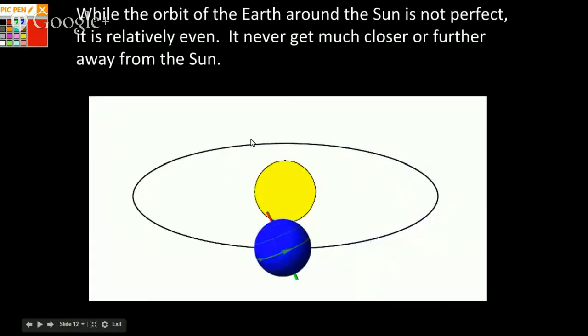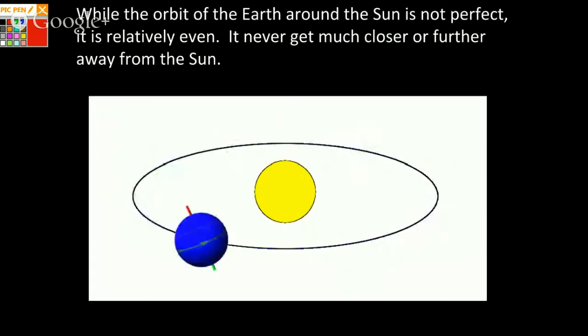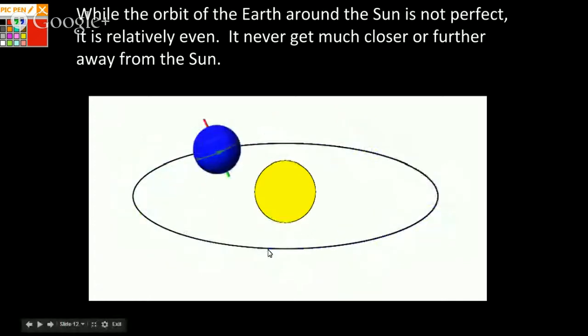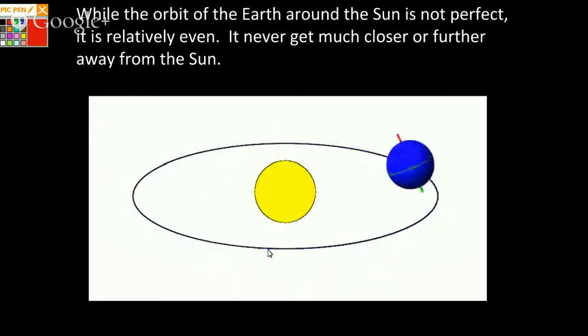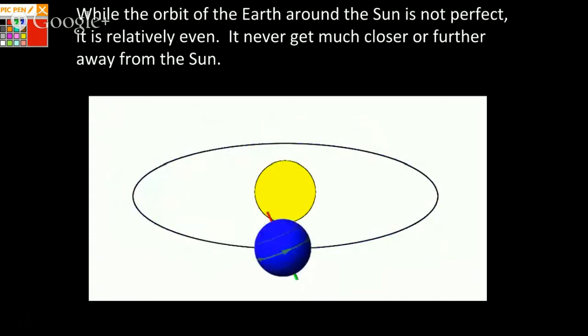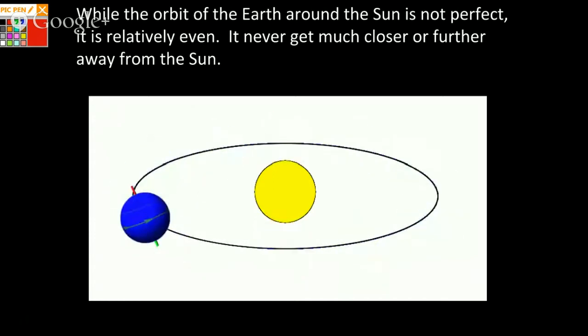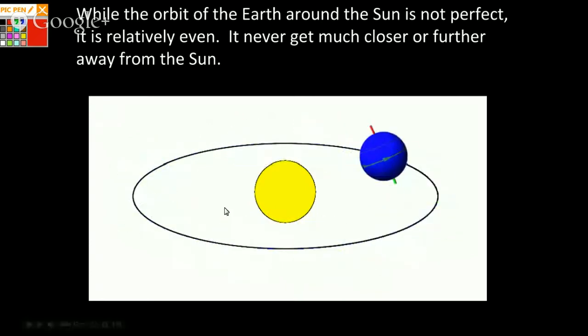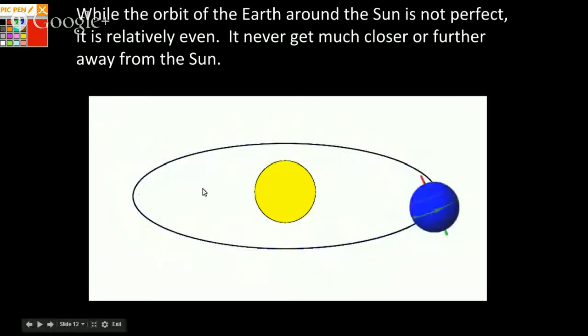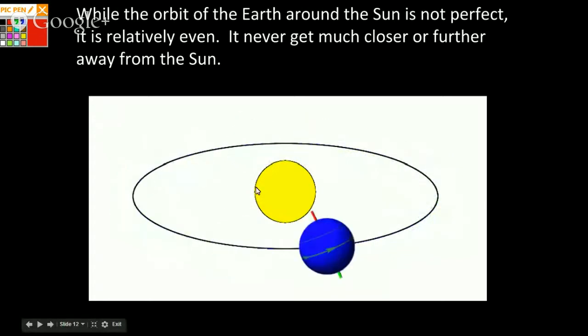So while the orbit of the Earth around the sun is not perfect, it is relatively even. It never gets much closer or further away from the sun. So that rules out distance from the sun creating the seasons. We can argue that the Earth is relatively the same distance to the sun throughout its year. Yes, it does at times get slightly closer and other times get slightly farther away. But again, when discussing such a large area in between the sun and the Earth, a small amount does not matter.